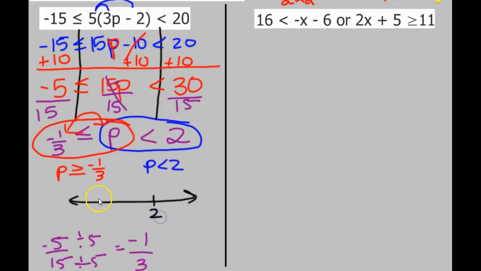So we have 2 and a negative 1/3. If you want to put a 0 in the middle, you can. At 2, we have an open circle, because there's no equal to, pointing to the left. And then at negative 1/3, equal to means we have a closed circle, and it's pointing to the right. So this is an and statement. Our answers are between here and here.